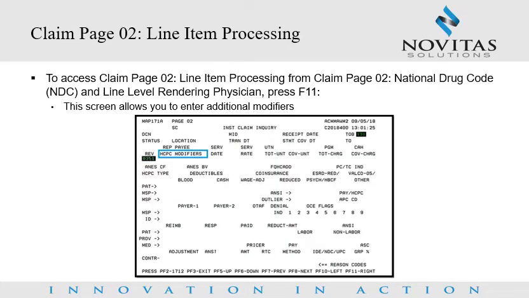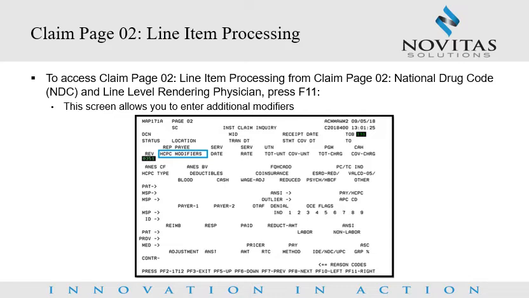Claim page 02, line item processing. This is claim page 02 extended twice. This page allows you to enter additional modifiers that you couldn't fit on claim page 02, which only allows 2 modifiers to be entered on a line.